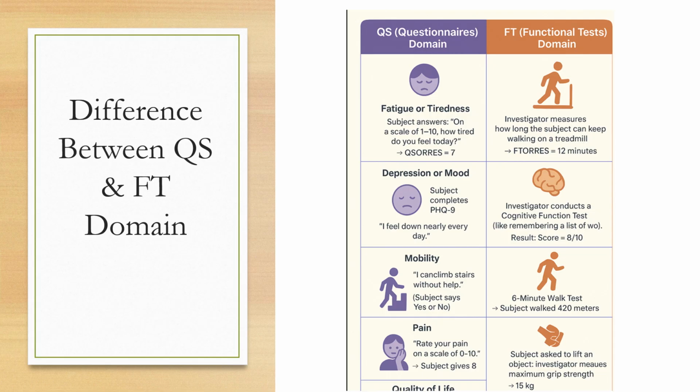So if you compare the QS and FT domains, you can say that QS is the domain where the question is being asked and it is about the opinion of the subjects. Taking an example here, if we are testing for fatigue or tiredness, the subject will be asked to rate their fatigue or tiredness on a scale of 1 to 10. How tired does the subject feel?